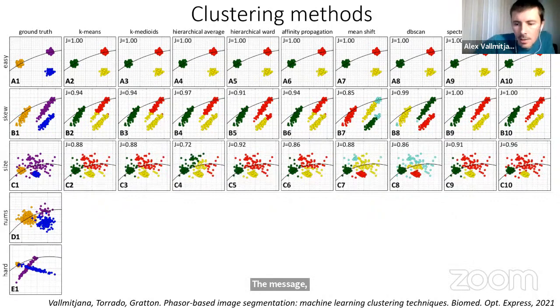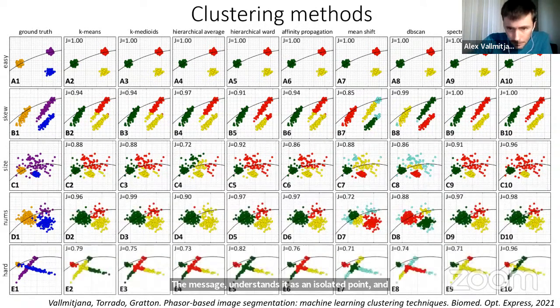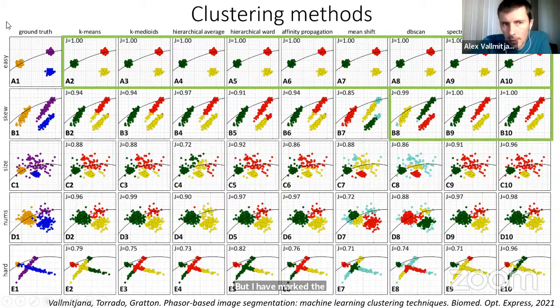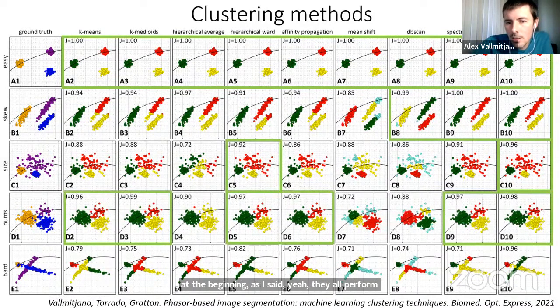And well, as you see, they all have their strengths, and some fail where others don't. But I have marked the best performance in each case. So at the beginning, as I said, yeah, they all perform perfectly. And as you see, the one that consistently outperforms the rest is Gaussian mixture models.